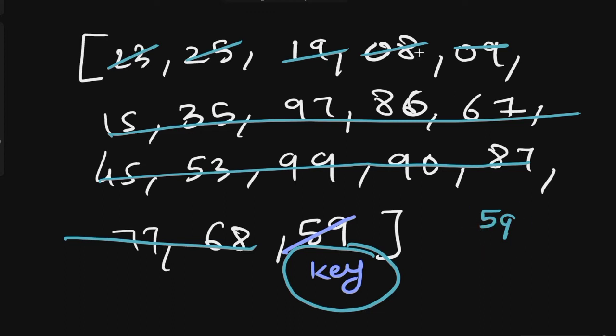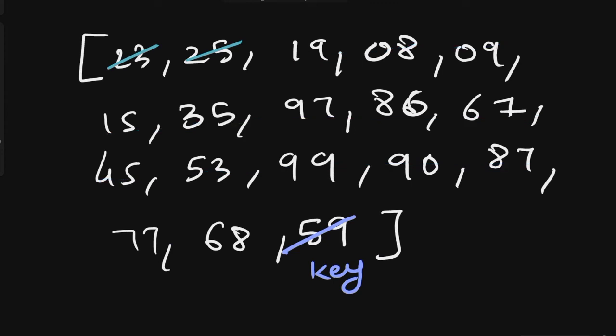At last, after doing all of these comparisons, you have to check the key with the last element. If the key is the last element, then you can return it. If it is not, then you can just print -1 or None. You can just return that we didn't find that value. So this was the basic case of how the Sentinel search works, and you would have got a basic idea.